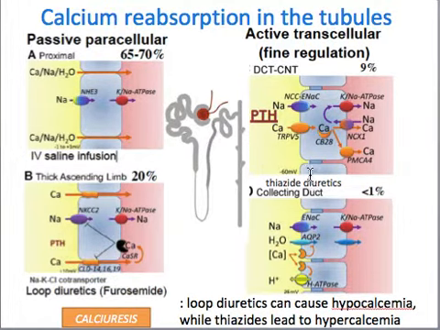On the other hand, your thiazide diuretics deplete sodium in your distal convoluted tubules, and by depleting sodium in the distal convoluted tubules, it actually augments calcium reabsorption, causing hypercalcemia.